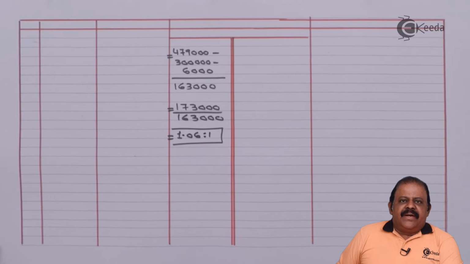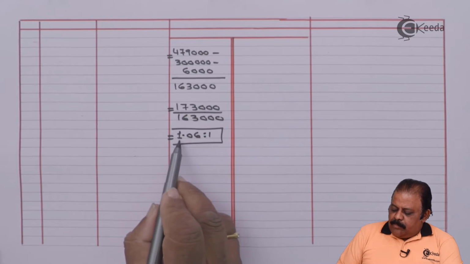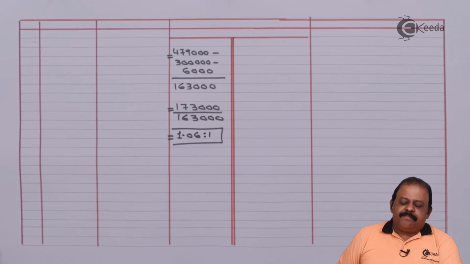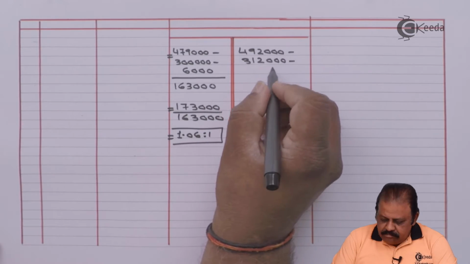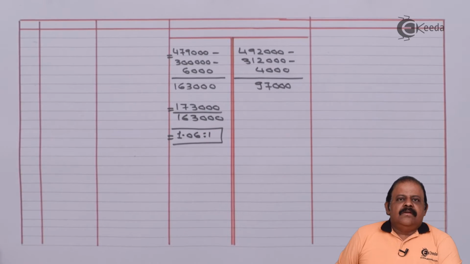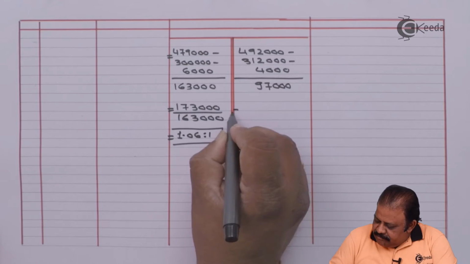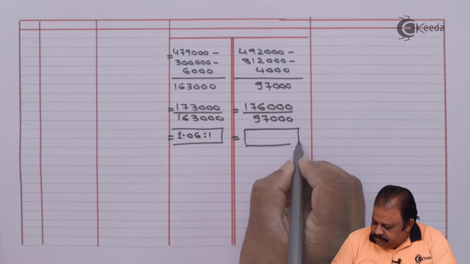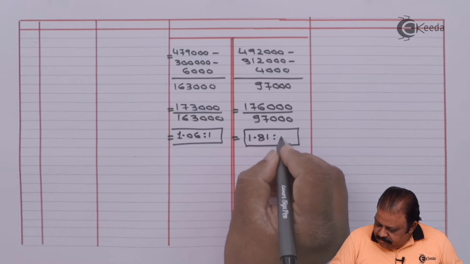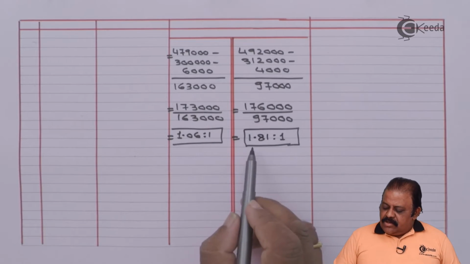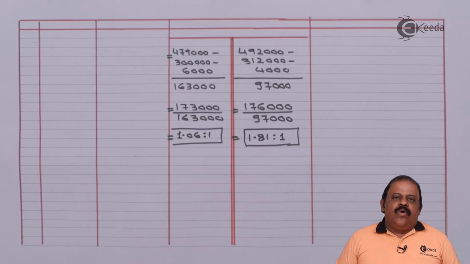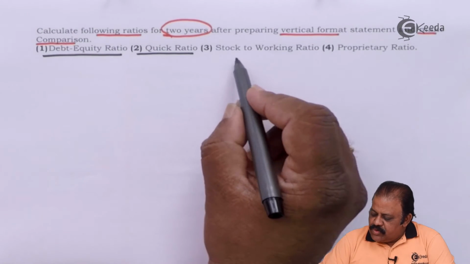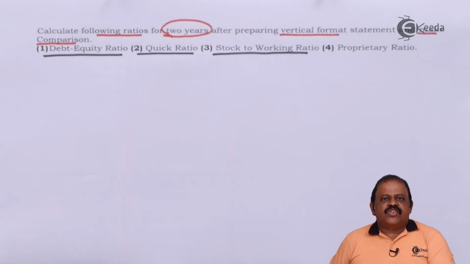So for first year we are getting quick ratio 1.06:1. Here all current liabilities are quick liabilities because there is no overdraft and no income received in advance. For the second year it is 1.81:1. Next we have stock to working capital ratio.